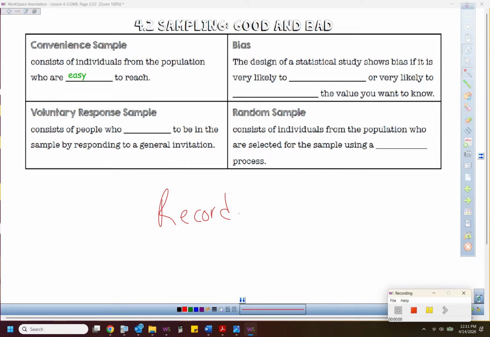Today we'll learn about two bad samples. A convenience sample is one of them. A convenience sample is right in the word. It's really convenient to do. It consists of individuals from the population who are easy to reach. Real easy to reach. Imagine I made you go survey 10 random people about something, and you went right over to that classroom and the first 10 people you found, that was pretty convenient, right? It might not be the best sample ever.